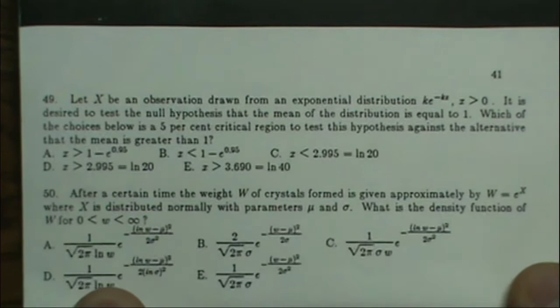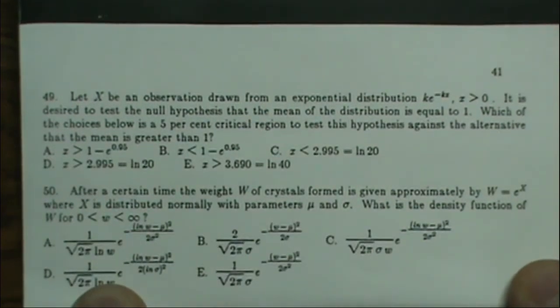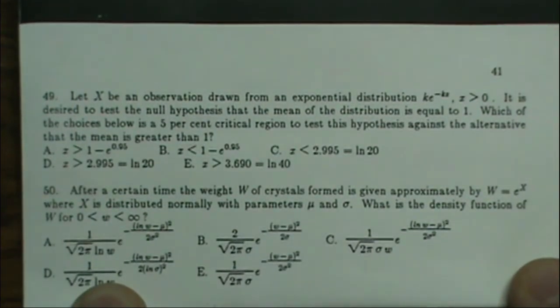Problem 49. Let x be an observation drawn from an exponential distribution. It is desired to test a null hypothesis that the mean of the distribution is equal to 1. Which of the choices below is a 5% critical region to test the hypothesis against the alternative that the mean is greater than 1?